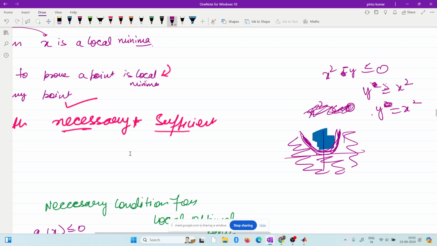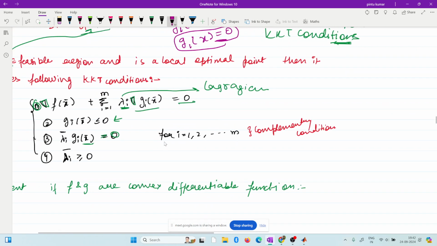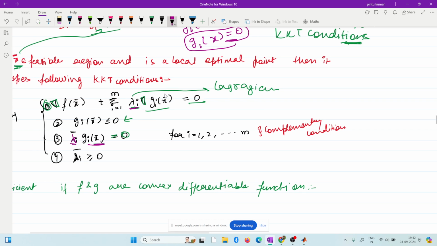So what does this complementary condition give you? It gives you that either you are on the boundary, or when you are not on the boundary, then your corresponding Lagrangian multiplier should be 0. Then you are not worried about the gradient of that particular constraint. You don't want to add it. Then this term would contribute 0 in the summation. And you want all your multipliers to be greater than or equal to 0.